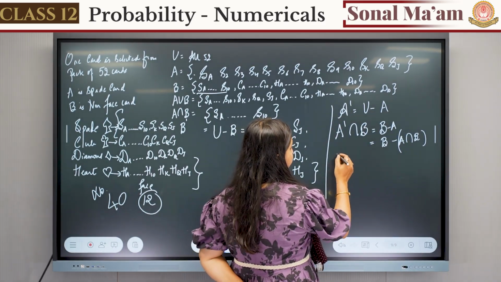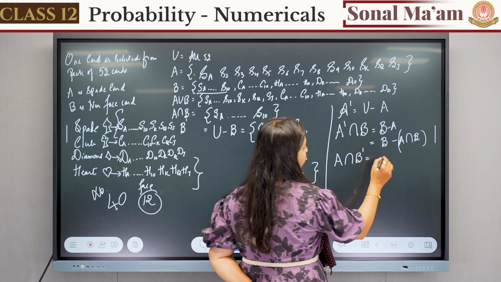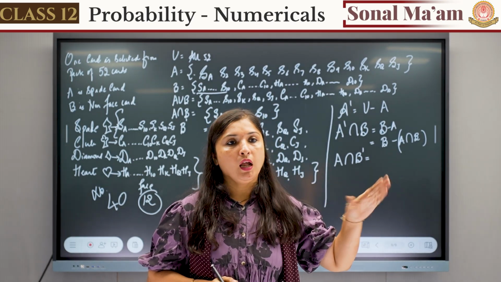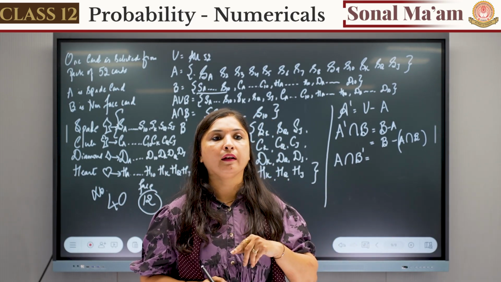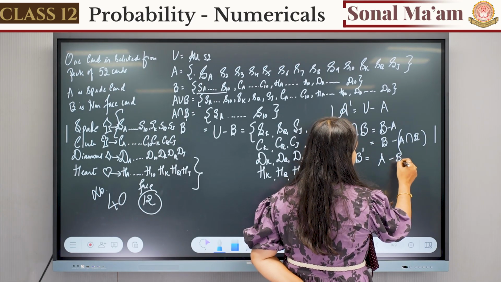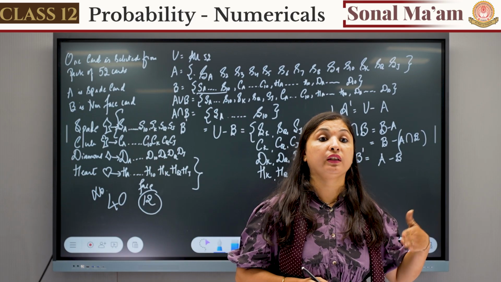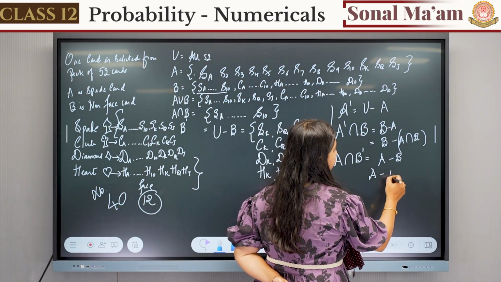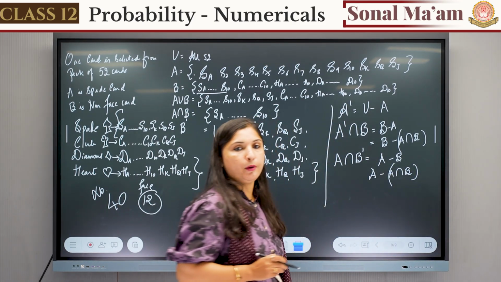Okay. If it is given A intersection B complement, what does it mean? We don't want B. If we don't want B, we have to remove B from A. So it will be A minus B. When it is A minus B, we don't want B and we don't want the common portion also, so we will remove it: A minus A intersection B. Are you able to understand?